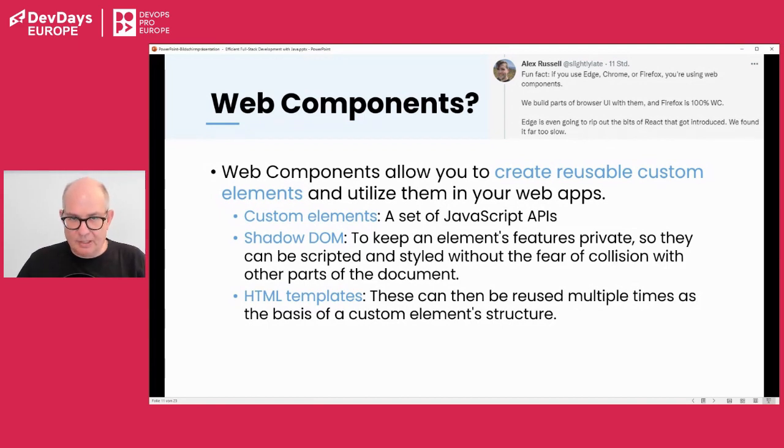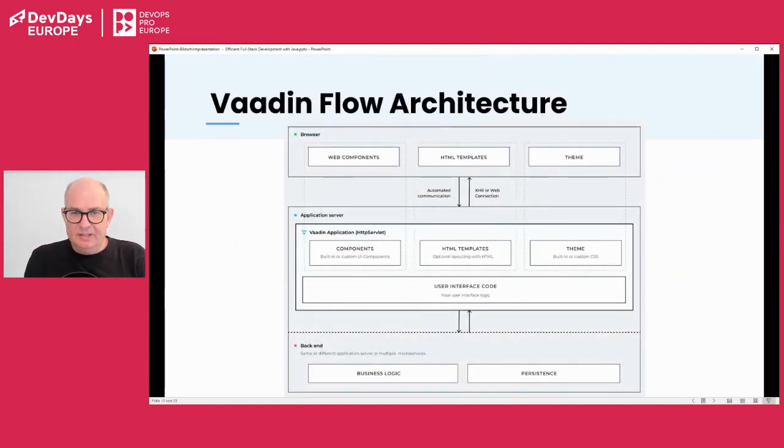Now, let's have a look at the architecture first. Vaadin Flow's architecture is a bit special compared to other web frameworks, because either you have a single page application or you have server-side rendering. But Vaadin Flow is different. And what we can see here is that we have on the bottom the application server. So the application server usually means a Spring Boot application or a Quarkus application or whatever you want to use, because it runs with every servlet container.